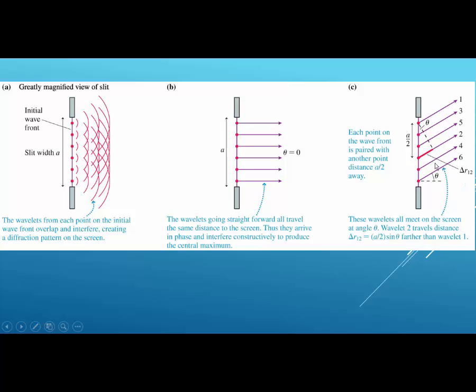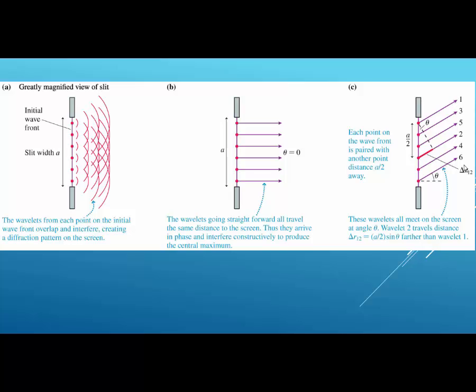I would get a change in R difference. This means that wave 2 is traveling this much further than wave 1 to hit the same point on the screen. So just like before, if this path length is a half of a wavelength, then you've got destructive interference. If that path is a whole wavelength, then you have constructive interference, just like before.